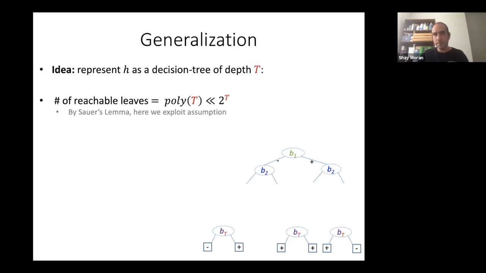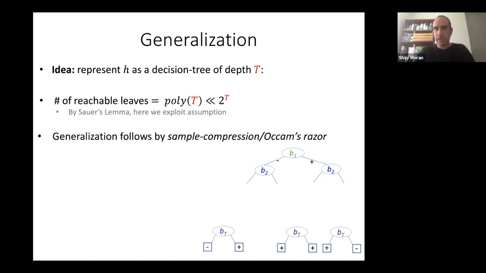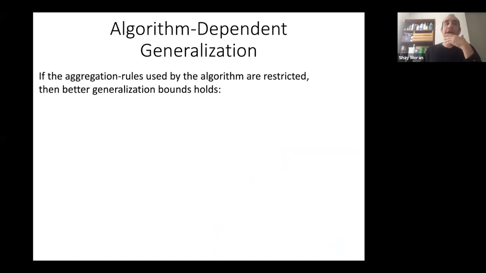So apart from that, it's just a standard sample compression or Occam's razor argument. And eventually we get that the loss is polynomial in log M and 1/γ/M. So notice that we did exploit our assumption that weak hypotheses are simple.